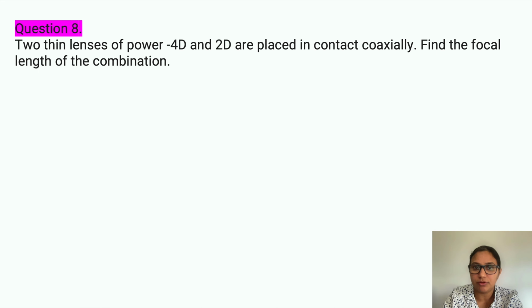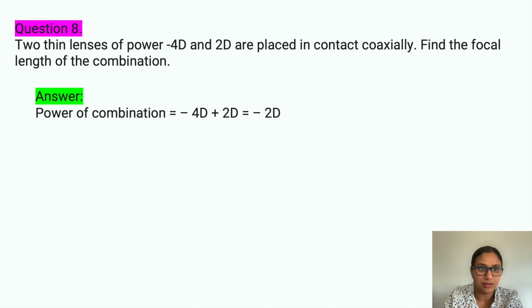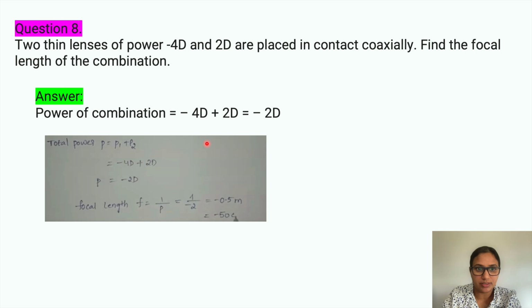Next question. Two thin lenses of power minus 4D and 2D are placed in contact coaxially. Find the focal length of the combination. So the power of the combination here is what? When you add these two, you get minus 2D. Then the total power is minus 2D. Then focal length, 1 by P, is equal to minus 1 by 2, which is equal to 0.5 meter. So minus 50 centimeter is the answer. So focal length is equal to minus 50 centimeter.